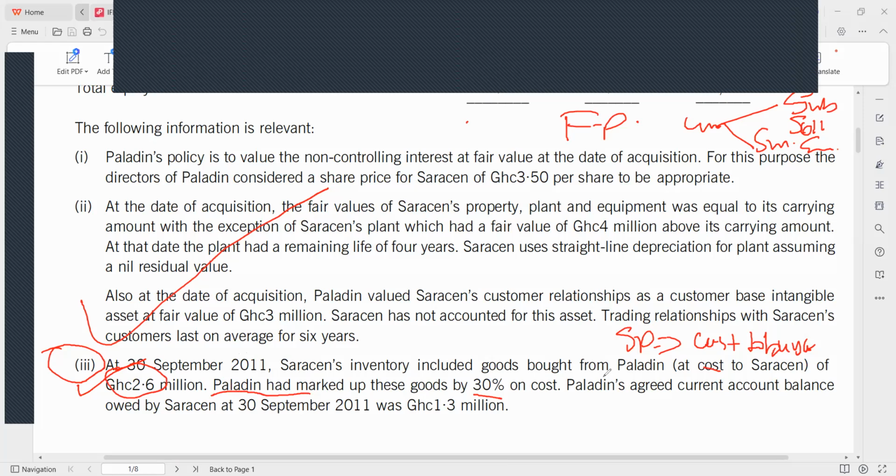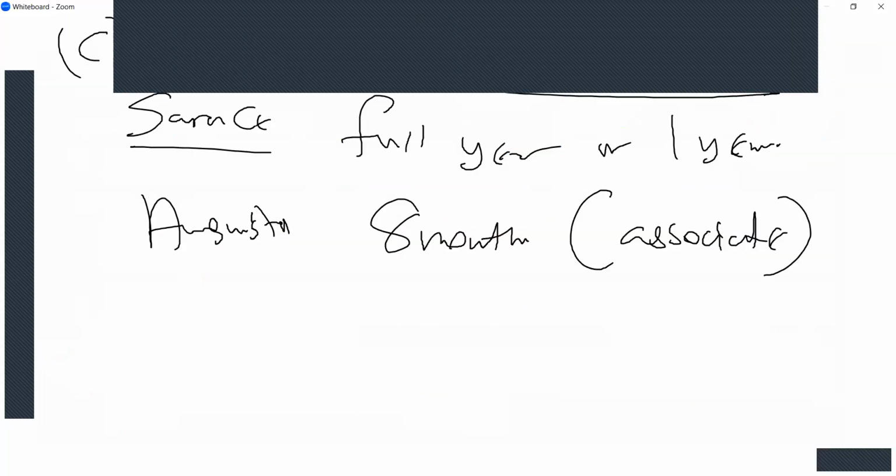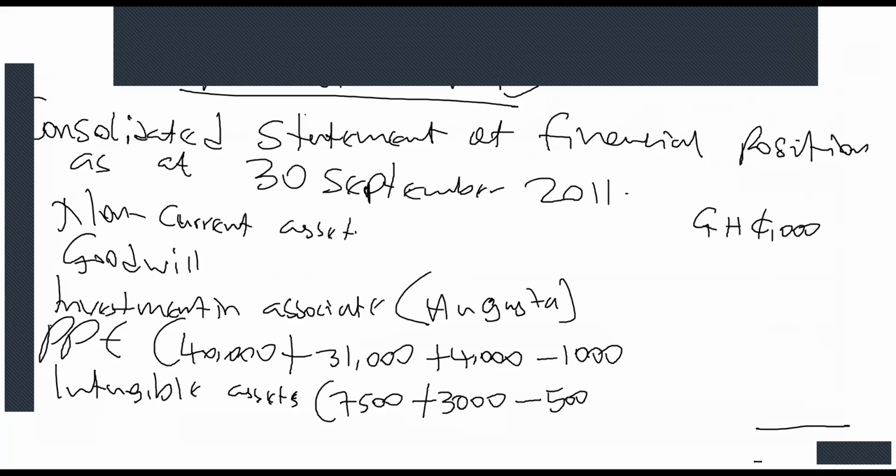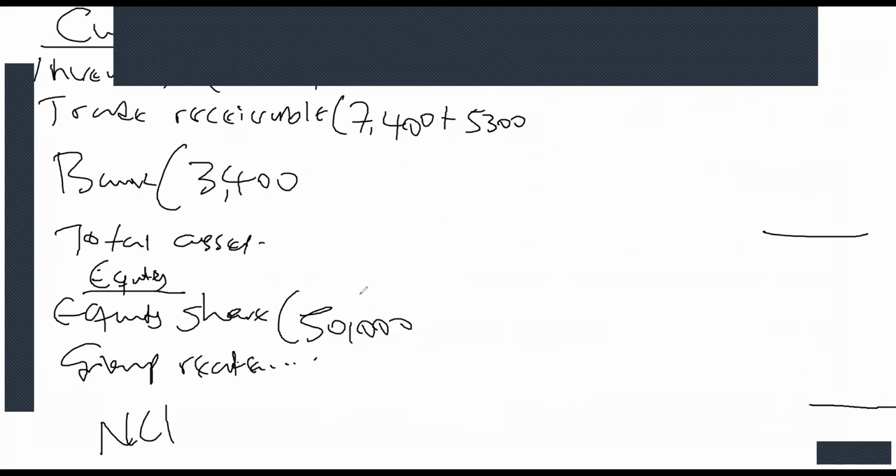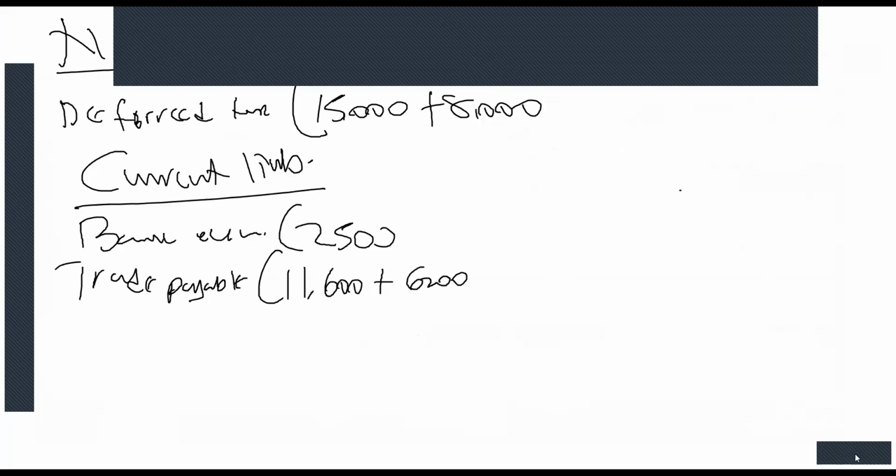Paladin's agreed current account balance owed by Saracen at the 30th September is 1.3. When you say current account, this is the amount we owe to each other. Subtract it from both receivable and payable. So go to receivable and payable and take it from there. 1.3 receivable is here, minus 1,003. Go to payable, minus 1,003. That's all.